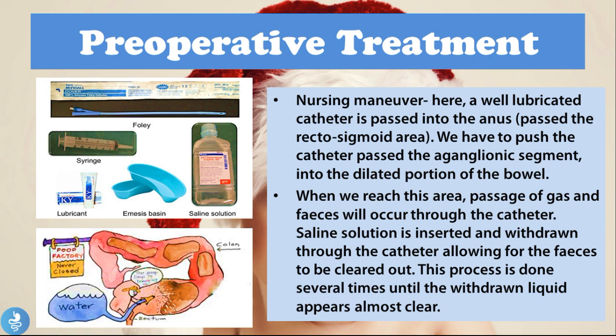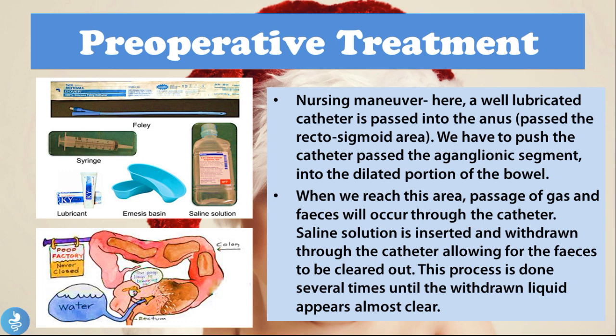And here, a well-lubricated catheter is passed into the anus past the rectosigmoid area, because again, the rectosigmoid area is most affected. So we want to go past that affected segment so we reach into the part where the feces is actually collecting, which is in the normal segment. So we have to push the catheter in past the aganglionic segment into the dilated portion of the bowel. So a common question is, how do we know that we are past the aganglionic segment? When we reach this area, passage of gas and feces will occur through the catheter.